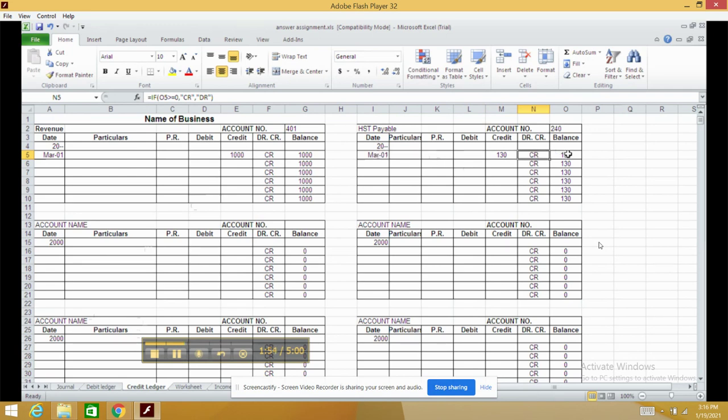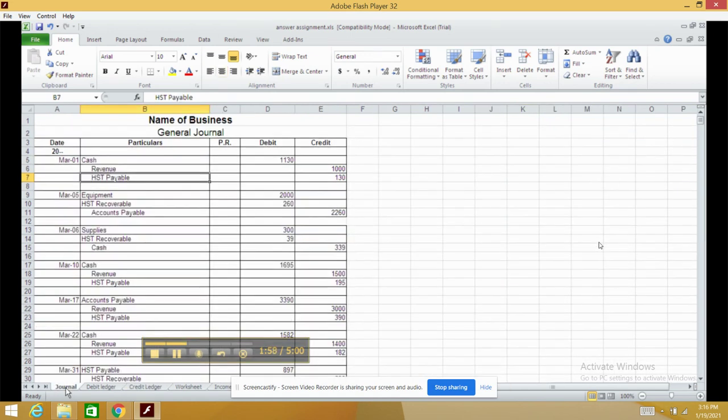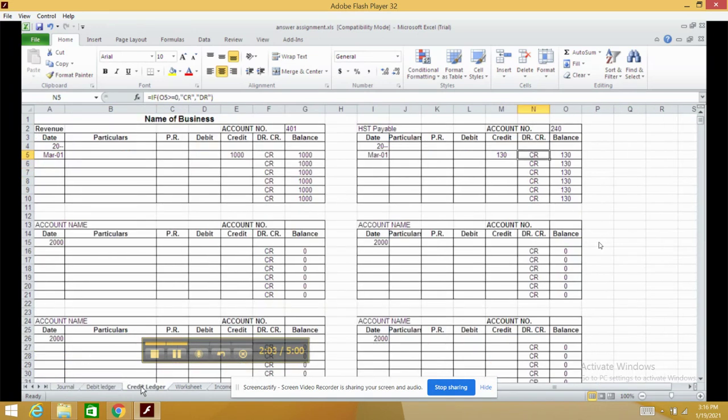And there we have it. Debits still equal credits. We're not doing anything crazy. All we're doing is taking the information from the journal and transposing it over to the ledger.